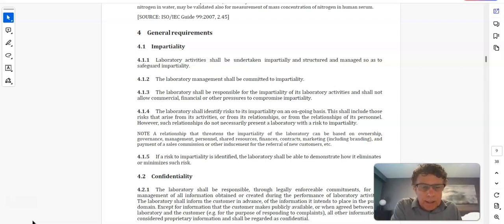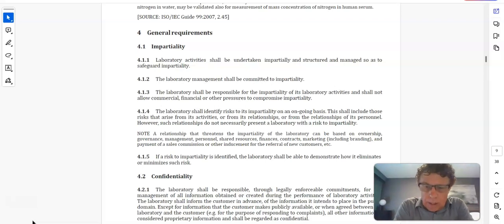Well, what that looks like is a policy, right? I mean, the company should have a policy that states its impartiality requirements to its employees. And the reason they have a policy is because they're committed to impartiality. So when you see something like, the laboratory management shall be committed to, or something like that, that usually indicates that you need some sort of policy to ensure that happens, and that we have a statement that management is committed to impartiality. So section 4.1.1, 4.1.2, 4.1.3, we should have some sort of policy.